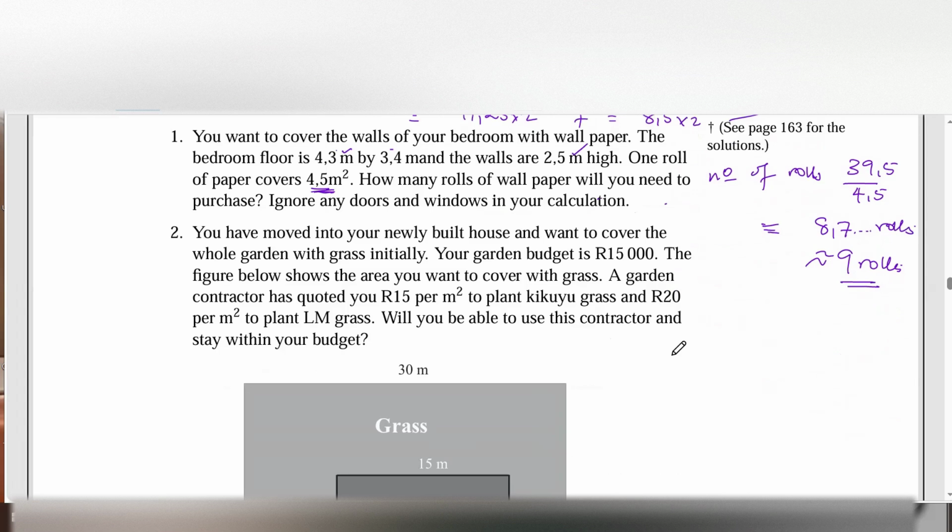Okay, then question 2: you've moved into a newly built house, and you want to cover the whole garden with grass initially. The budget is 15,000, and the figure shows the area you want to cover with grass. The garden contractor has quoted you 15 rand per square meter to plant this type of grass, and 20 rand per square meter to plant the LM grass. Will you be able to use this contractor and stay within your budget?